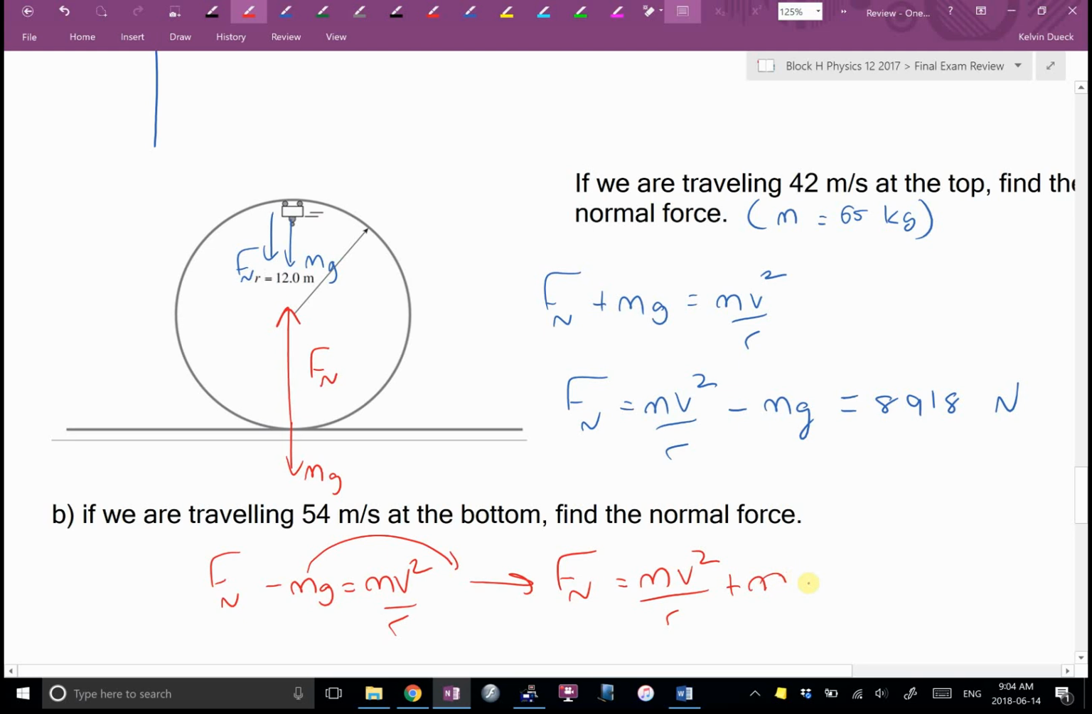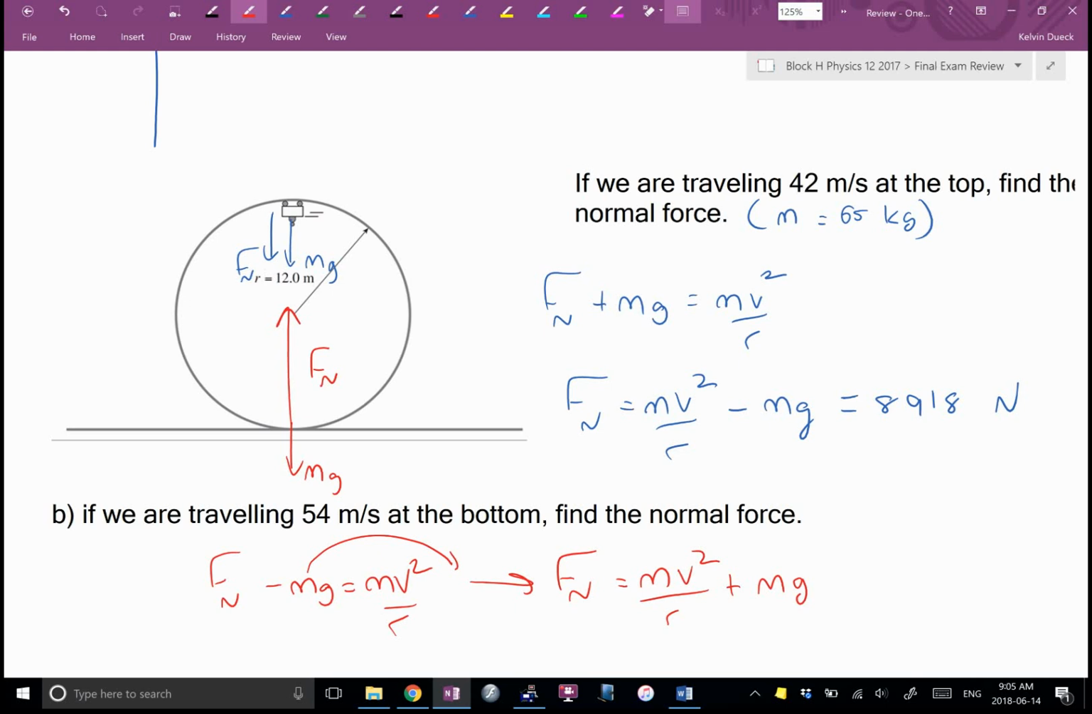Where do you feel heavier in a roller coaster? At the top of the loop or at the bottom of the loop? Why? First of all, what do you feel as weight? You don't feel mg as your weight. Yeah, you all feel your normal force.